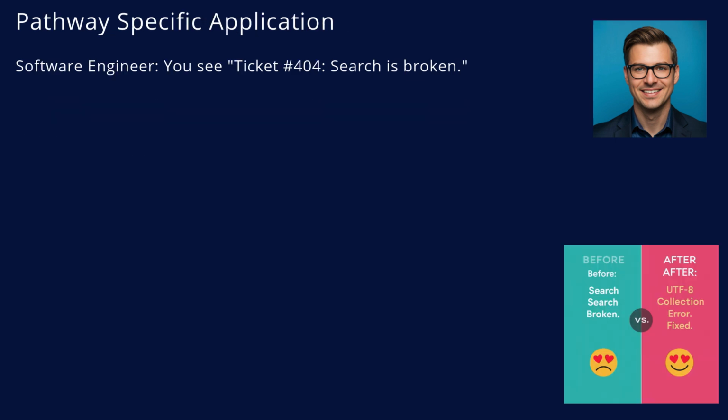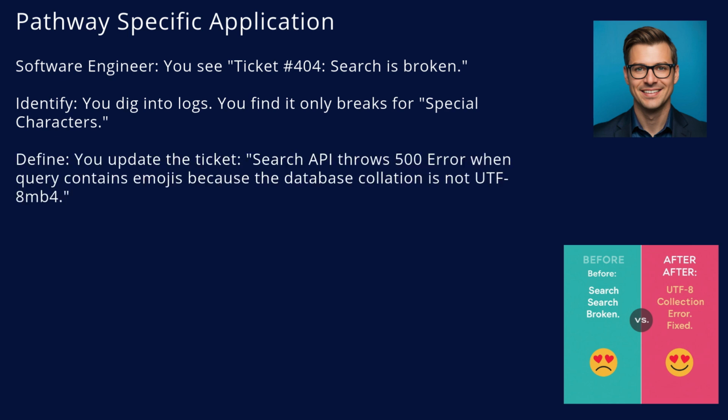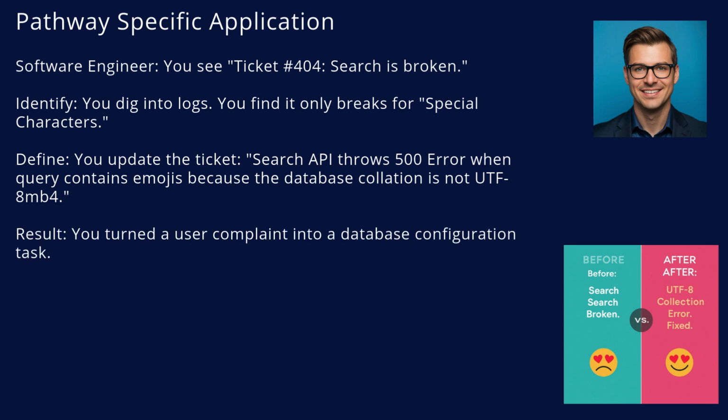How does S16 apply to you specifically? Imagine you get a ticket, "search is broken." That is non-routine and incomplete. You identify by digging into the logs. You reproduce it. You realize it only breaks when someone searches for an emoji. You define the problem. You don't just say, "fixed it." You write, "the search API throws a 500 error when queries contain emojis because the database collation is set to Latin 1, not UTF-8." You have turned a vague user complaint into a specific database configuration task. That is S16 in action.